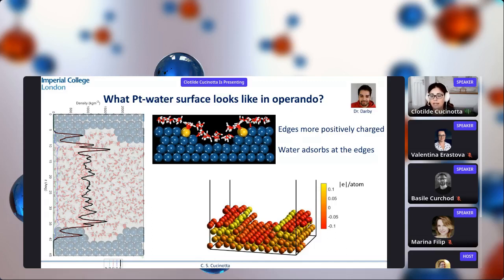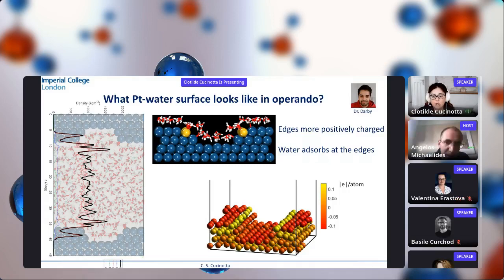And this can explain essentially recent experiments that highlight actually a special role of low coordination sites in these systems.